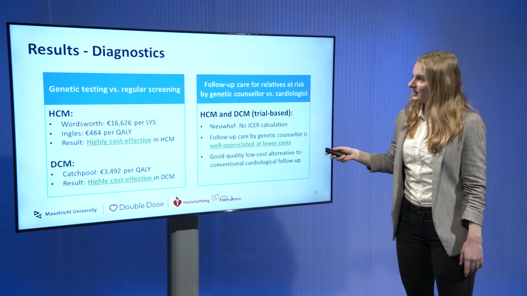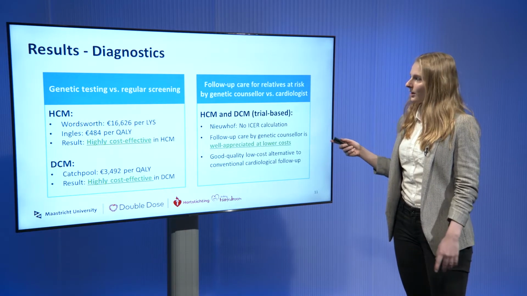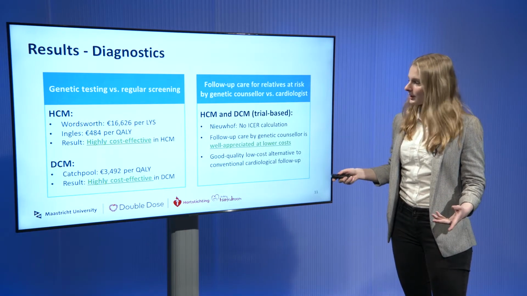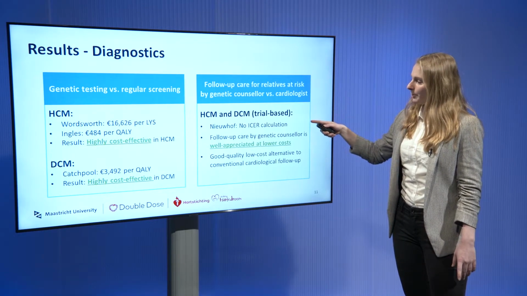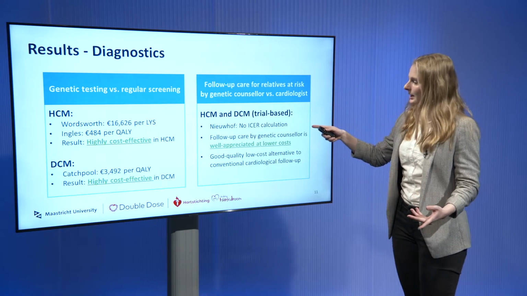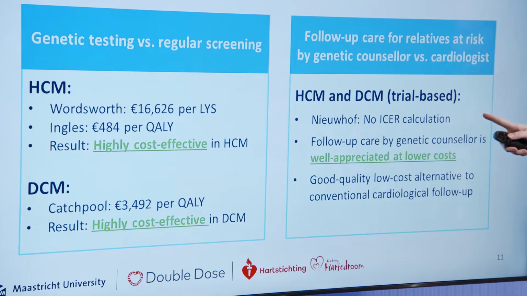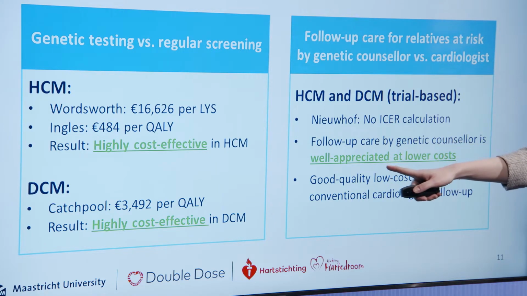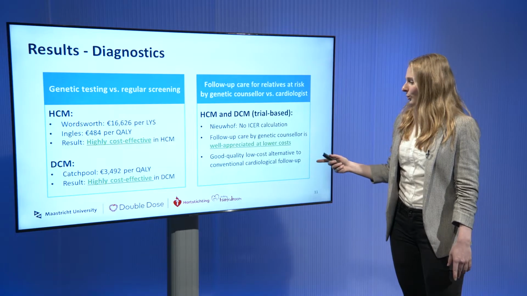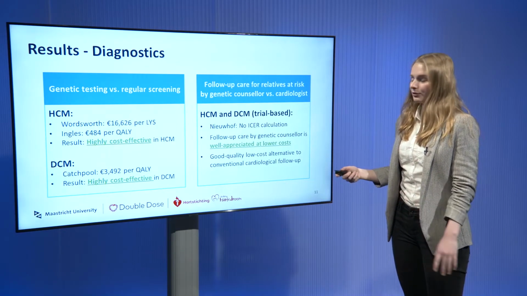Then there was 1 study dealing with a follow-up care program for relatives at risk by a genetic counselor versus a cardiologist. This was a trial-based analysis conducted in the Netherlands, and here they calculated no ICER. That was missing in this study. However, the conclusion was here that the follow-up care program was well appreciated at low costs and should be also considered as a good alternative.